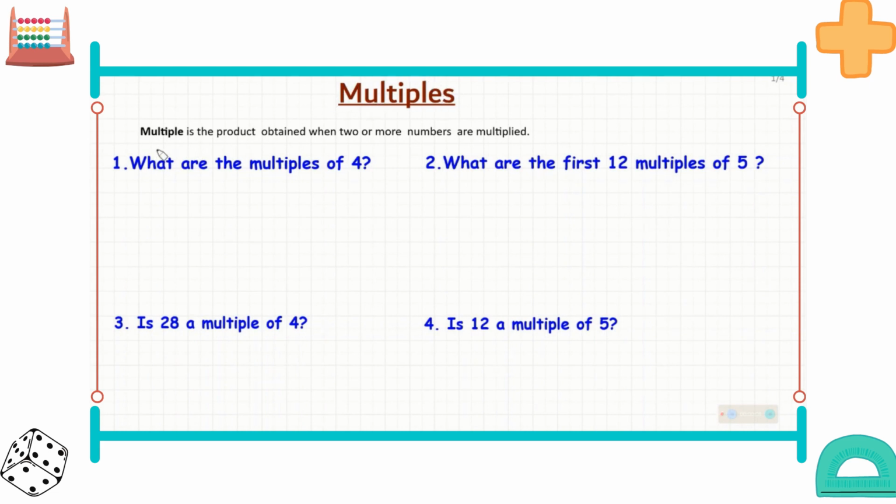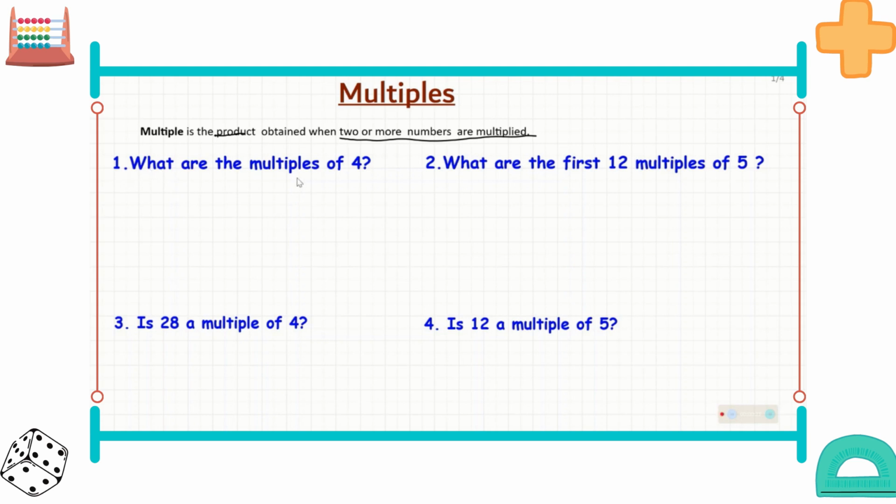A multiple is a product obtained when two or more numbers are multiplied. So it's a product obtained when two or more numbers are multiplied. To better understand that, let's take a look at this example.